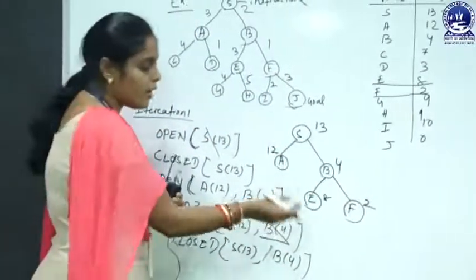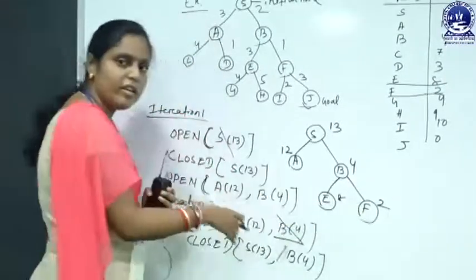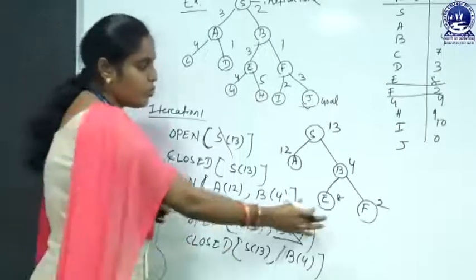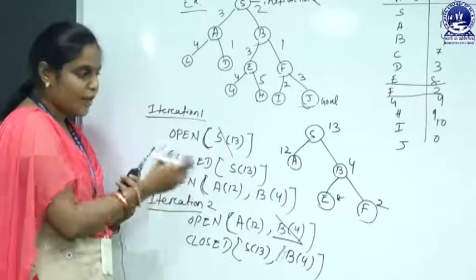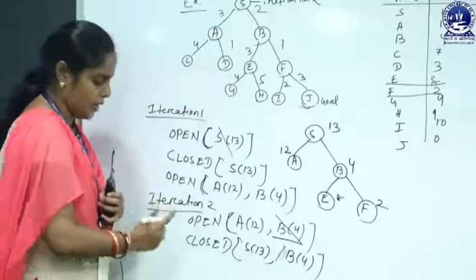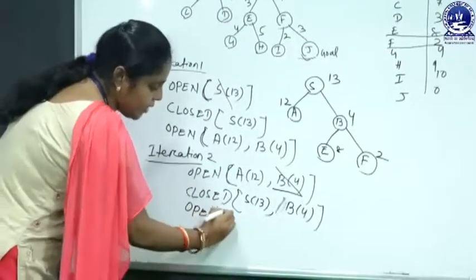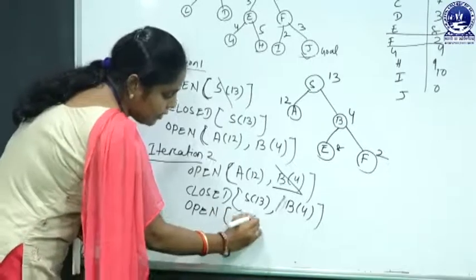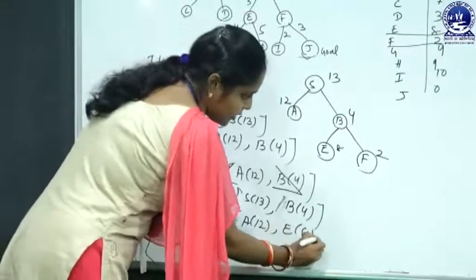After that, according to our algorithm, you check whether these 2 nodes are present in your closed list or open list. Here these 2 nodes are not present in your open list or closed list. That means we place these 2 nodes in our open list. Now our open list is updated and it contains the nodes A12, then E8, then F2.